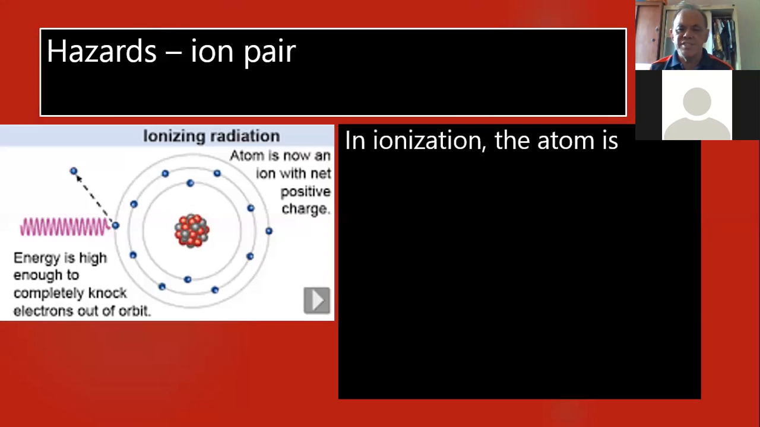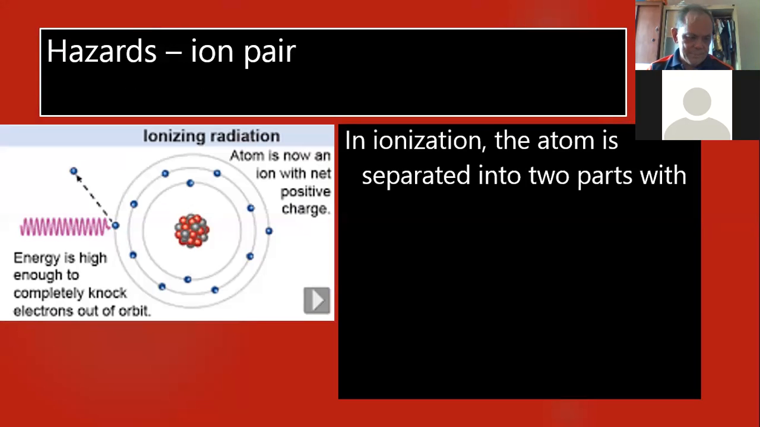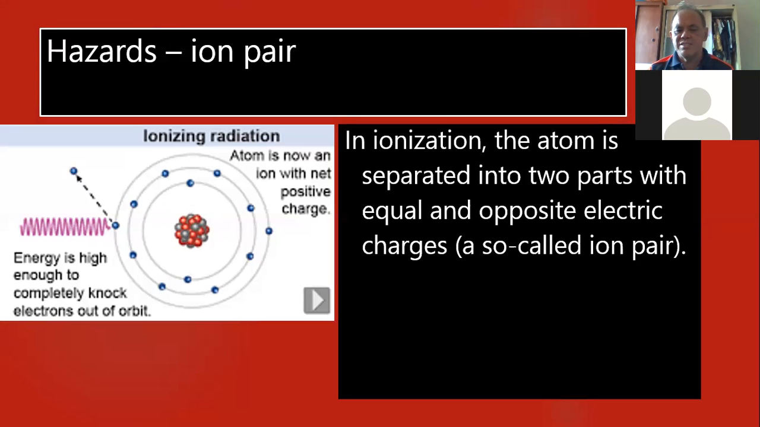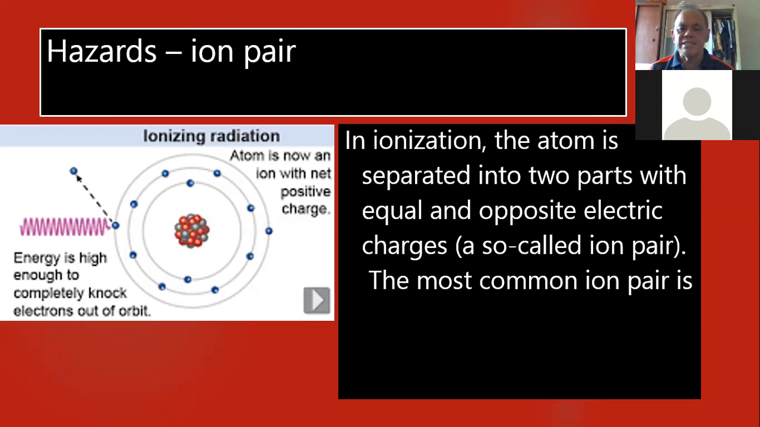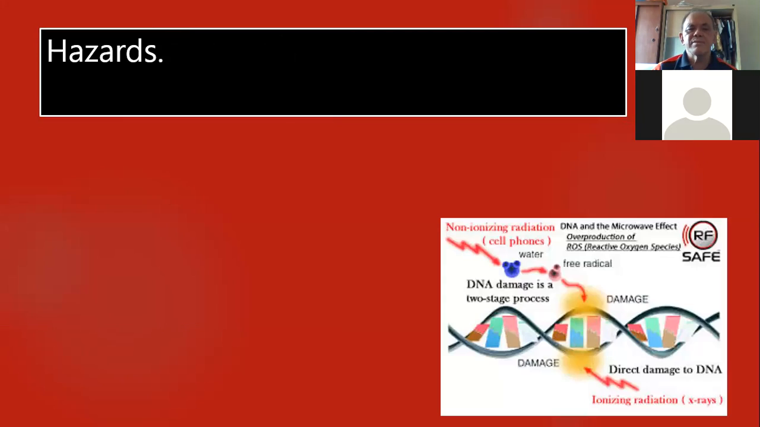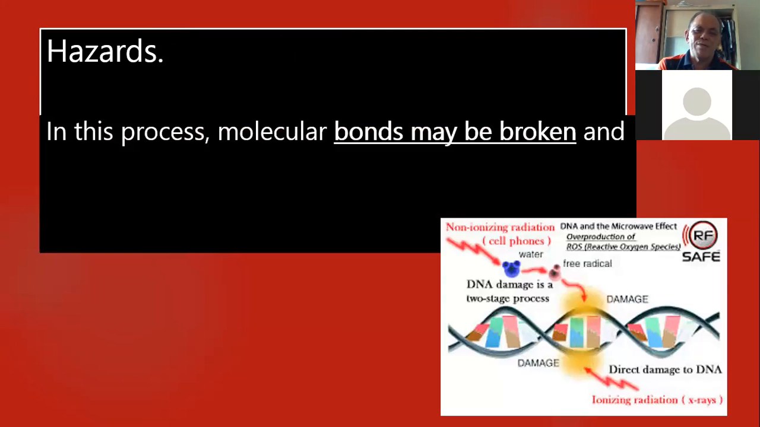In ionization, the atom is separated into two parts, equal and positive and negative electric charges. It forms what I call an ion pair. The most common ion pair is the electron, and the atom without the electron, a positive ion. We don't need to go into so much detail. It's only for those who are interested to go further.